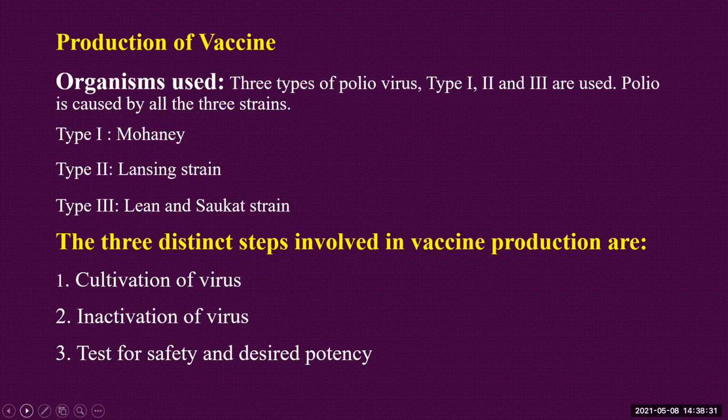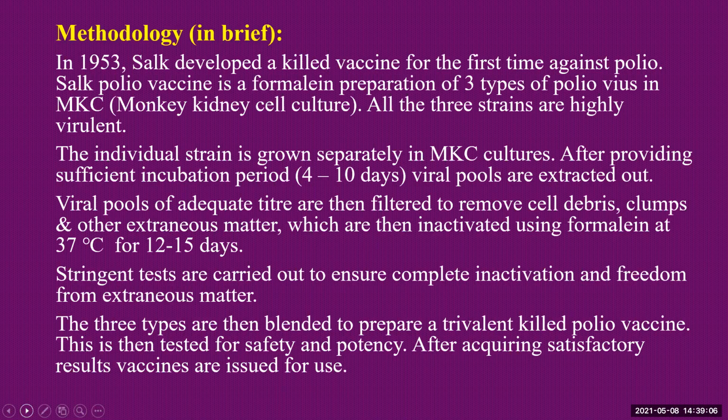Let us discuss. What is the organism used? There are 3 types of polioviruses: type 1 poliovirus, type 2, type 3. All of these strains cause polio. Type 1 is Mahoney, type 2 is Lansing strain, and type 3 is Leon and Saukett strain. All the 3 virus strains are used for vaccine production, so it's a trivalent vaccine. The distinct steps involved in vaccine production are: first, cultivating the virus; number 2, inactivating the virus; and then testing the safety of the vaccine and desired potency.